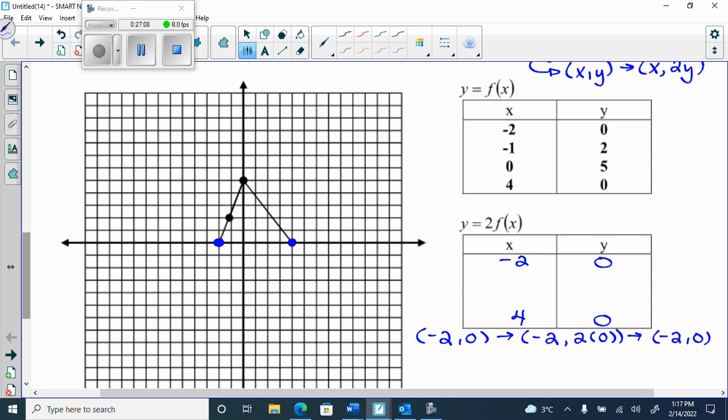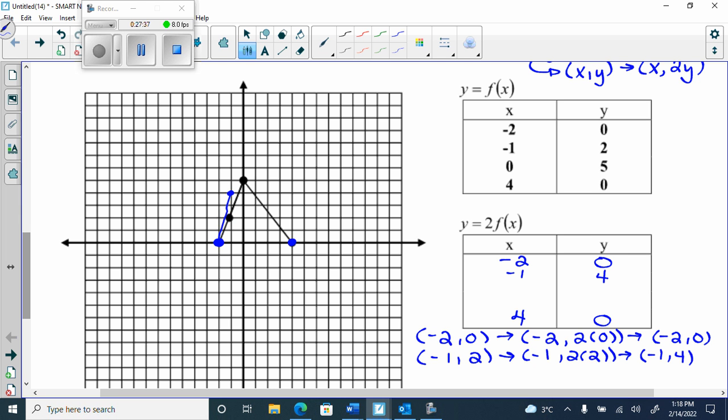Then let's try the next point. It's at negative 1 and 2. So it's going to become negative 1 and 2 times 2, which is negative 1 and 4. My y doubled. Does that make sense? I'm stretching it by 2. My y is doubling. Does that make sense? Yeah. So we do negative 1 and 4. Connect points.